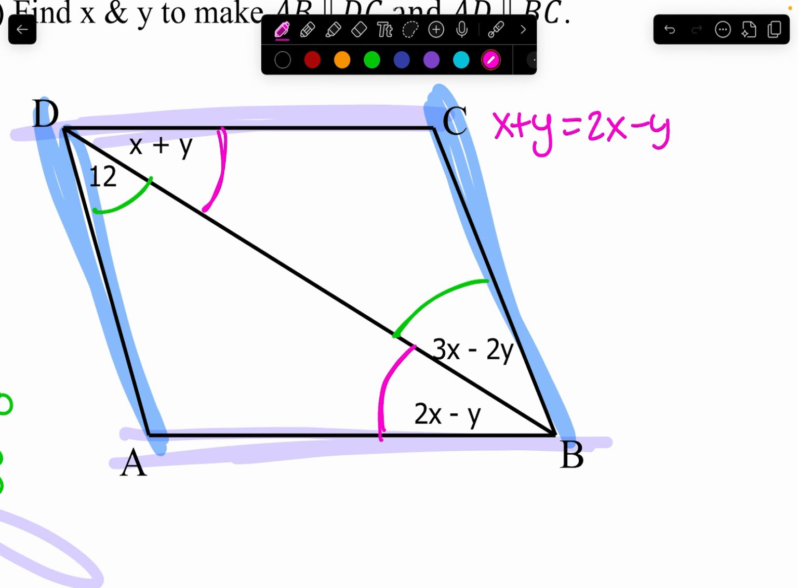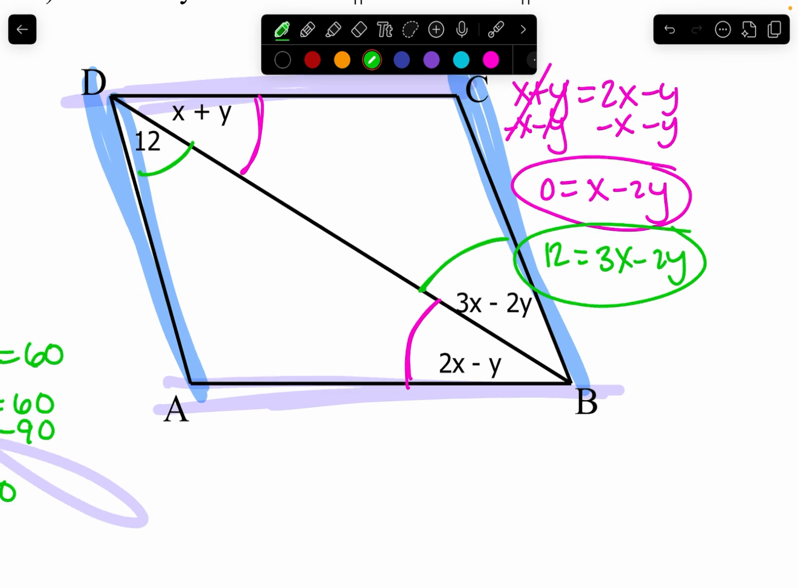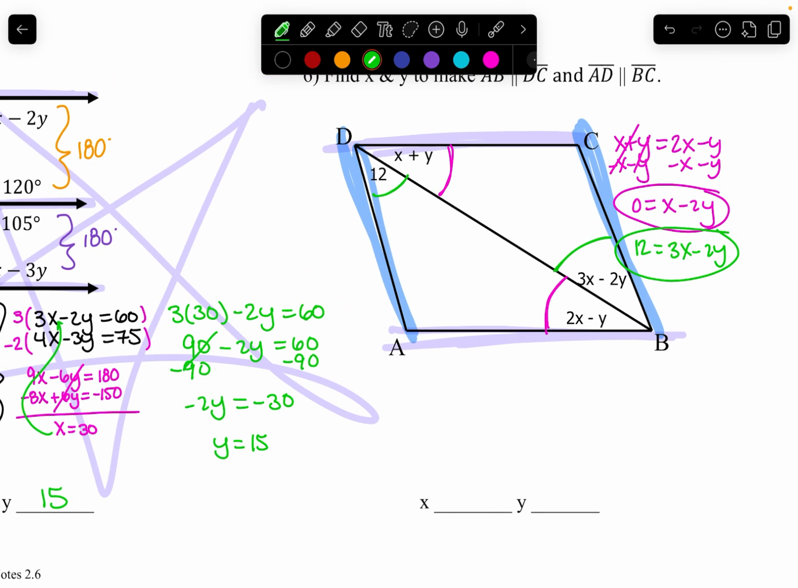We need our x's and our y's on the same side. So I'm just going to go ahead and subtract x and subtract y. There's a 0 on this side. So I've got 0 equals x minus 2y. And then this other one's going to be nice and easy. This is going to be 12 is equal to 3x minus 2y. You're going to use those equations to set up your system to solve. I'll do that in the completed notes, but not right now.